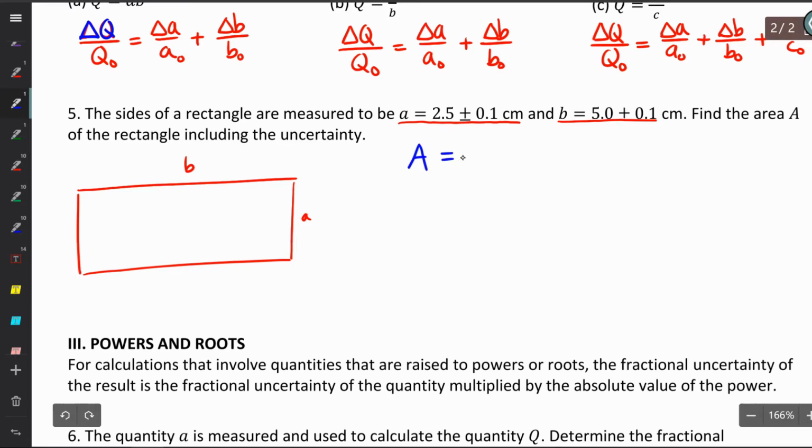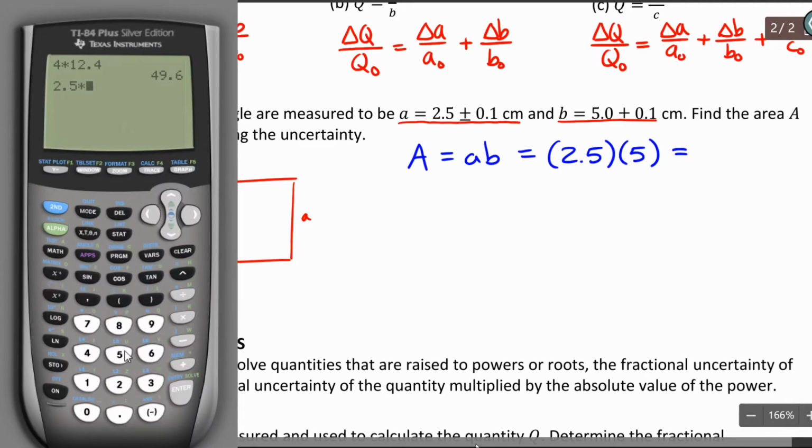Area is A times B. We can find the area by just multiplying these numbers. 2.5 times 5 is 12.5. And this is centimeters times centimeters, so the unit is centimeters squared. But what's the uncertainty in A? Well, we can't find the uncertainty in A right away.